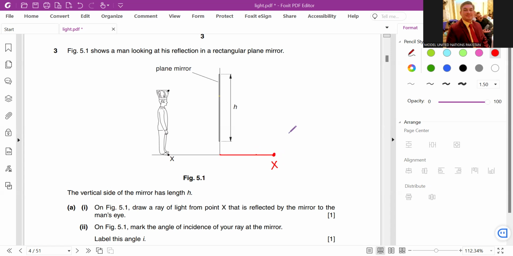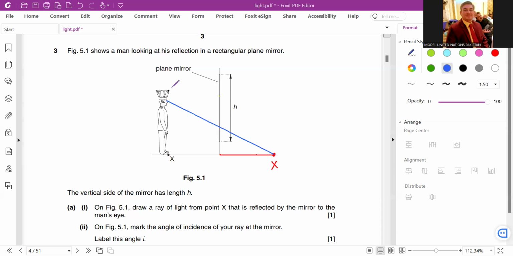Please remember: the image is always behind the mirror, opposite to the object. The image distance from the mirror is equal to the object distance from the mirror, and the line joining object and image is always perpendicular to the surface of the mirror. Now the next step is that we draw the reflected rays, because the light rays appear to come from the image. No real light rays come from behind the mirror. It is a virtual image, so light rays appear to come from the image.